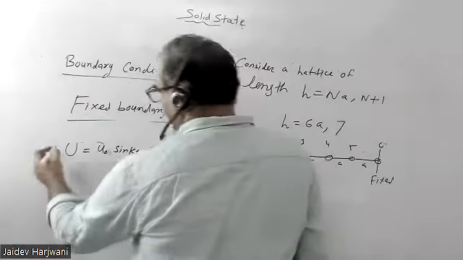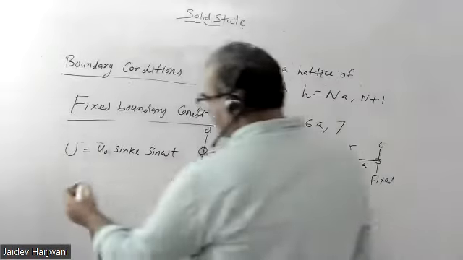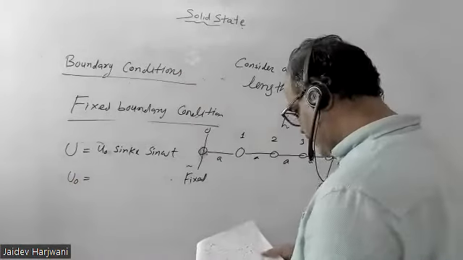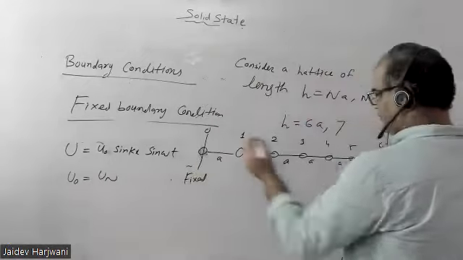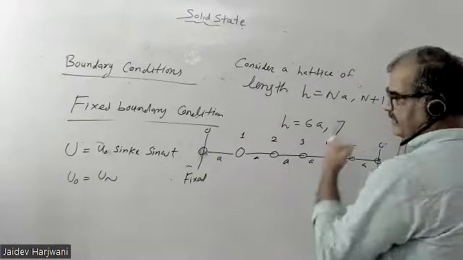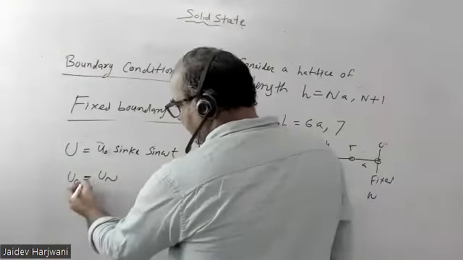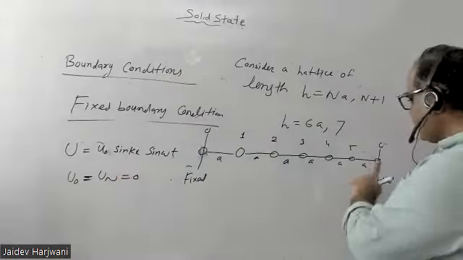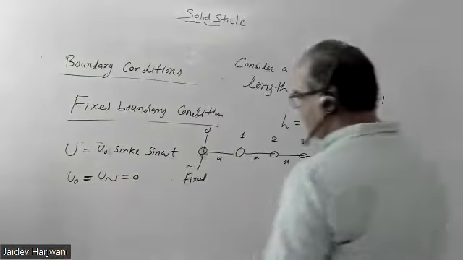Now my end points have the same amplitude. That means I can label the points u0 and un. This is the 0 atom, and this last atom is the n atom, so total n plus 1 atoms. These two end atoms have the same amplitude, equal to what? 0, because the endpoints are fixed, so they are not vibrating. So I can write u0 equals 0.